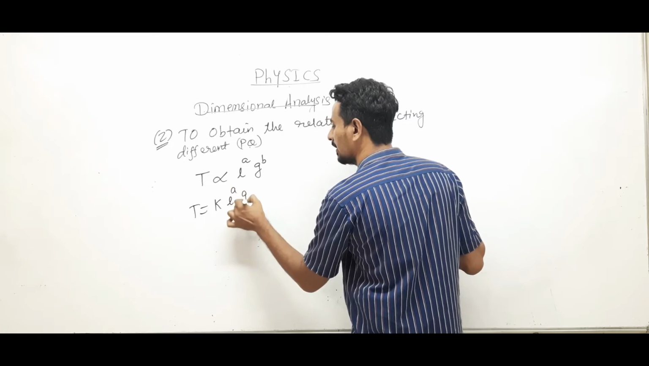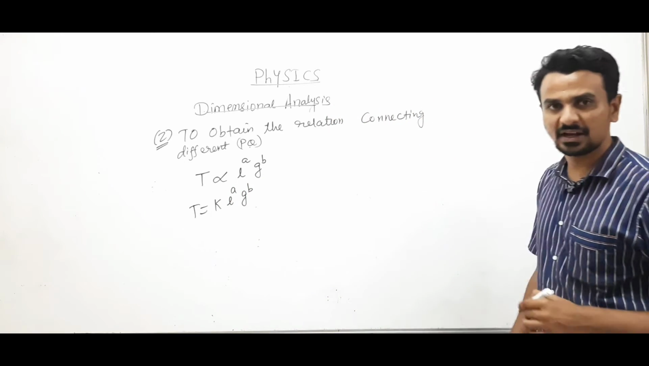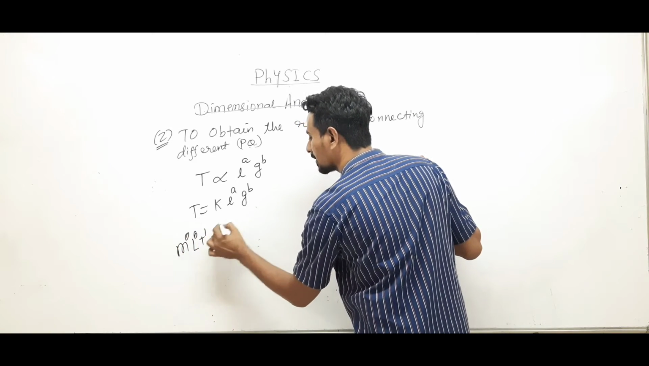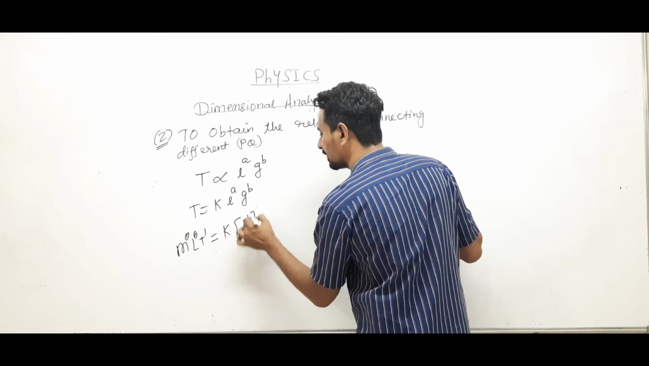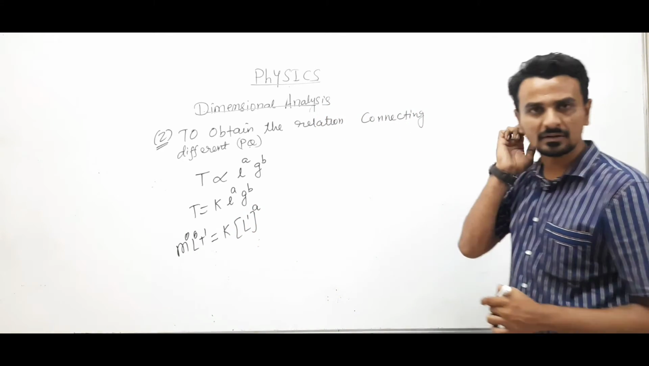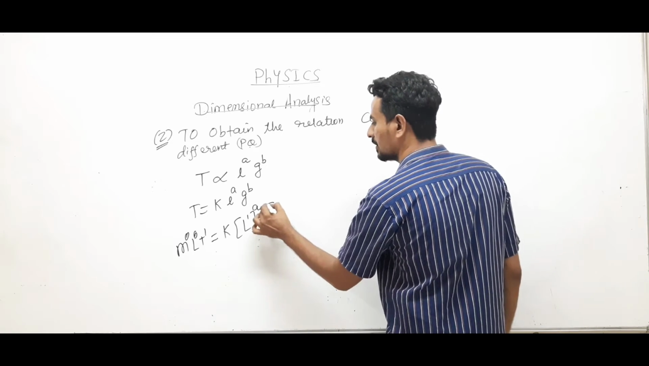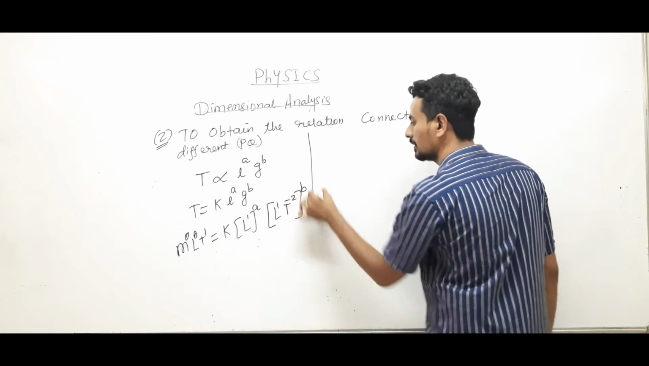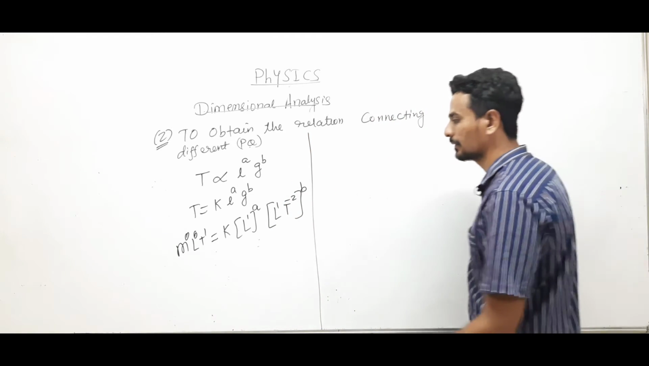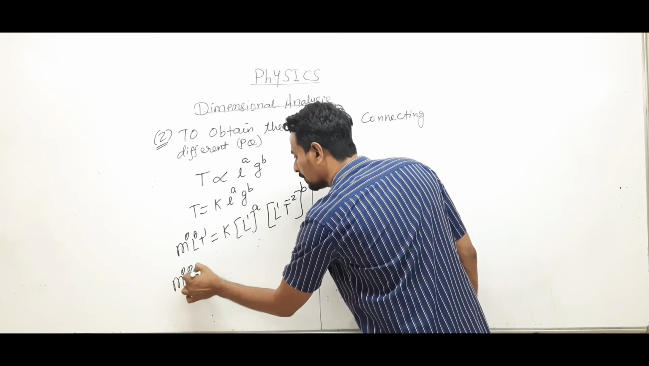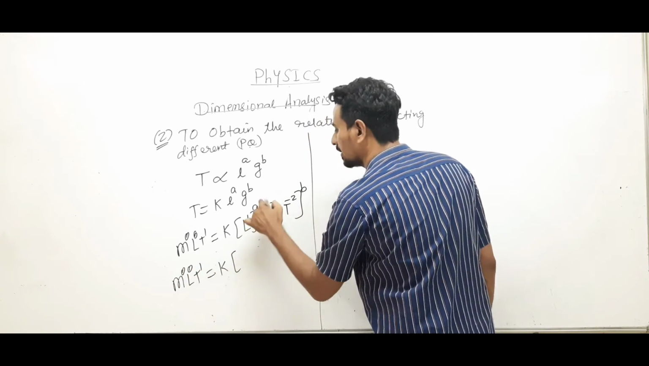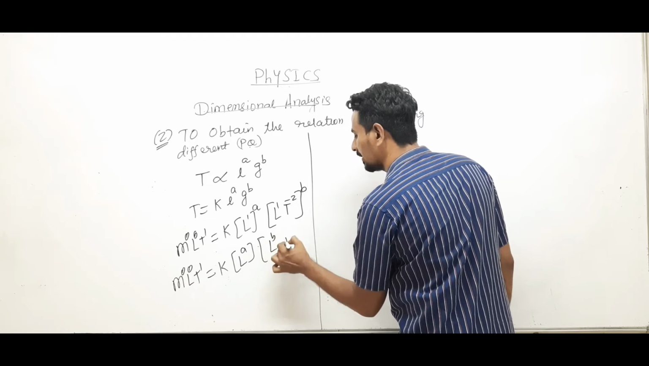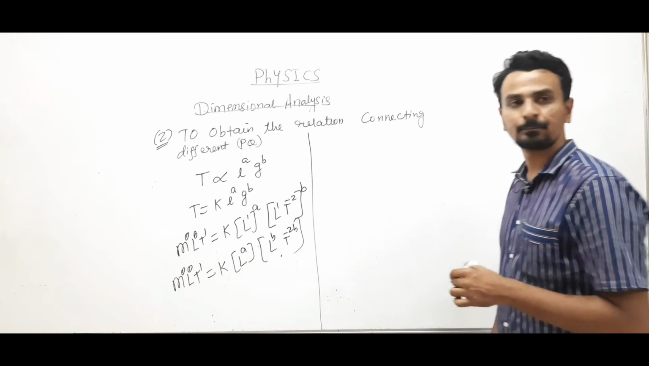Constant, L raised to a, g raised to b. Now we'll write the dimensional formula. So this is time period, so that will be M0 L0 T1. Constant is length, L1 raised to a. G represents acceleration. The acceleration will be meter per second square, L1 T minus 2 raised to b. Clear? Okay. So now this will be M0 L0 T1 equals k, L raised to a, L raised to b, T raised to minus 2b. Clear?